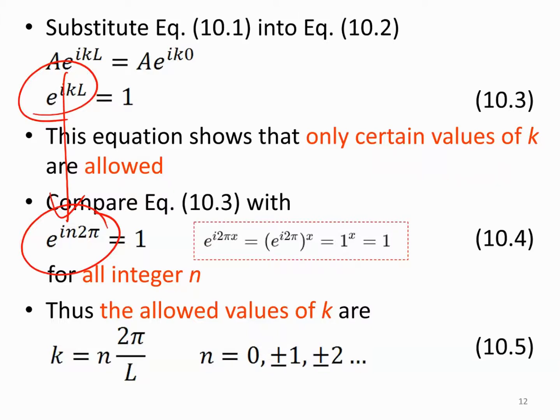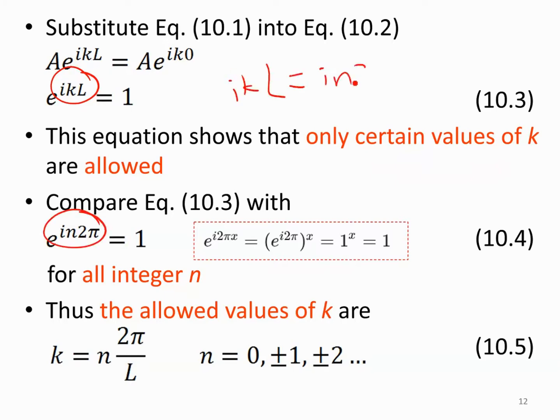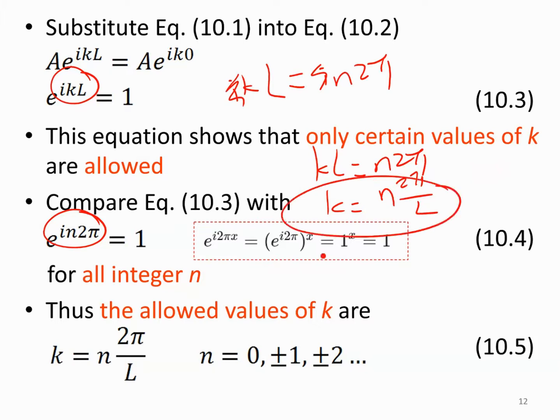Okay, so in other words, I can say that e^(ikL) equals e^(in2π). So I take out the i, and I get kL equal to n2π. So k equals n2π over L. Right? This one. So after you resolve it, you get this allowed value of k.